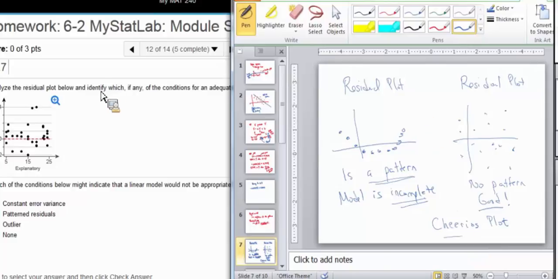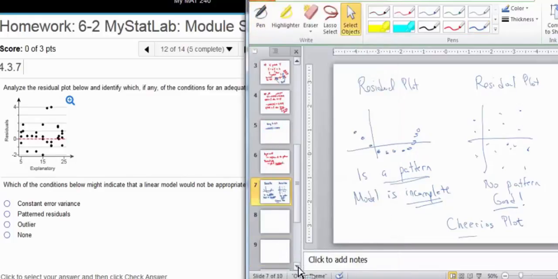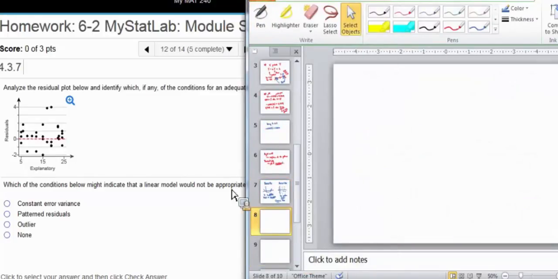So here's a plot here. Do we see any U's? Do we see any patterns? To me, this looks pretty good, like Cheerios. Okay, the points are scattered all over the place. So this one is pretty good. Let me draw you the three kinds of patterns that are not good.